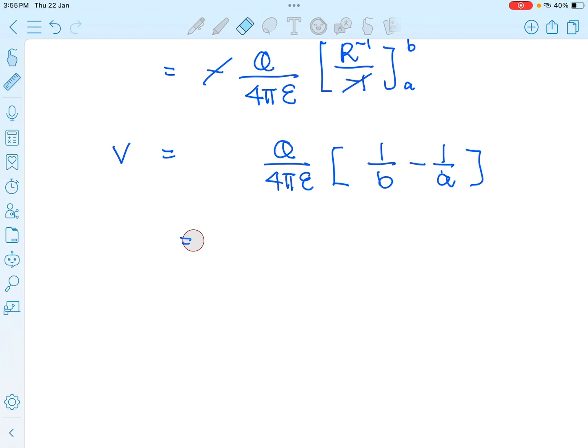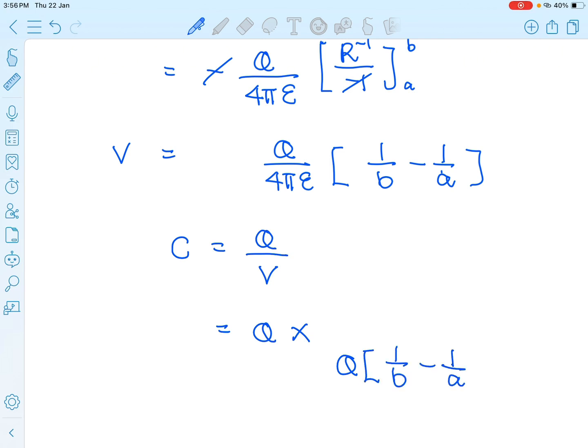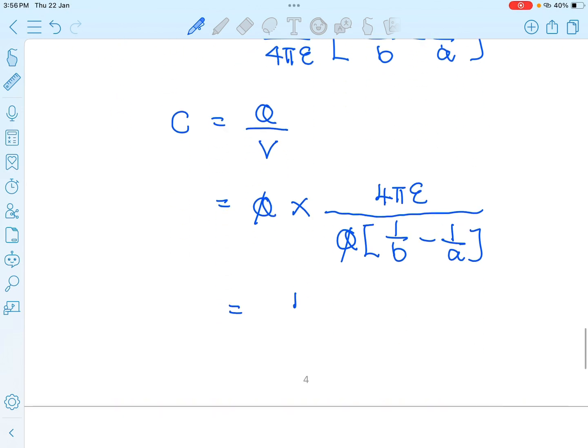Now I'm going to bring this v into these equations. So q I have to divide with the v. Here it would be 1 over b minus 1 over a over the 4 pi epsilon. So you can cancel this. Eventually your equation for the capacitance will be this 1 over b minus 1 over a. So this will be your equation for the capacitance.